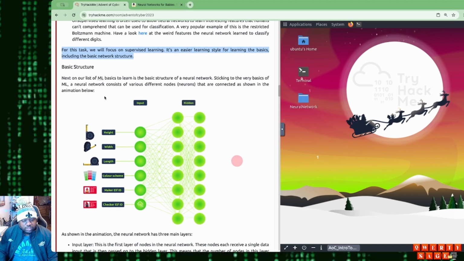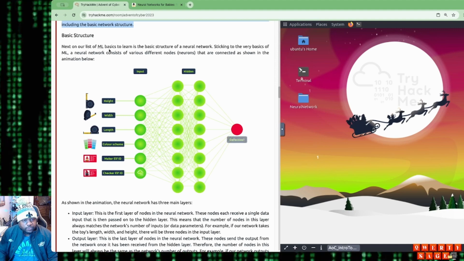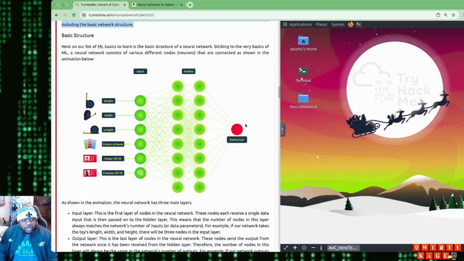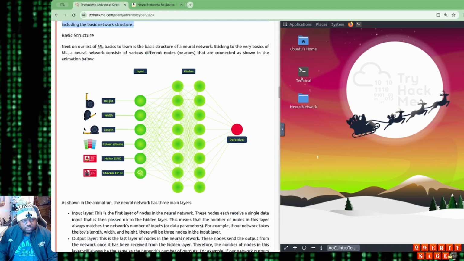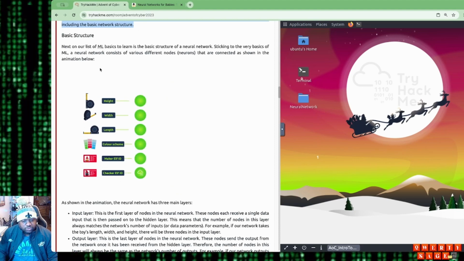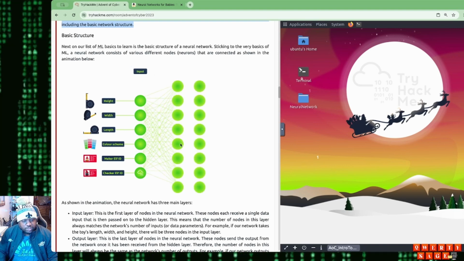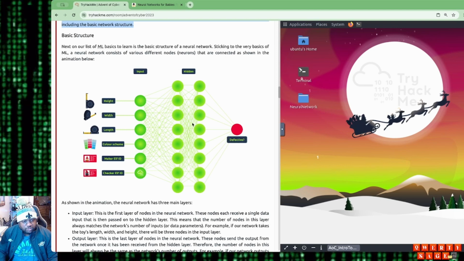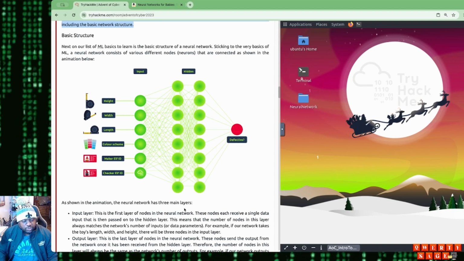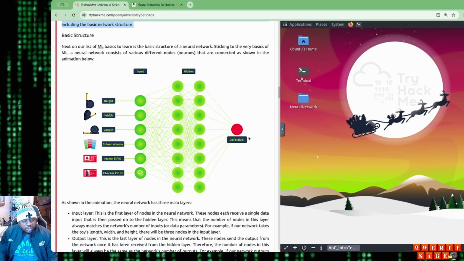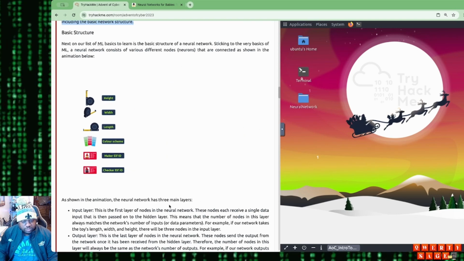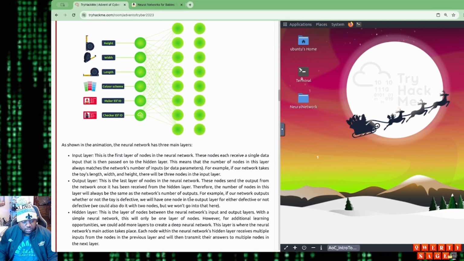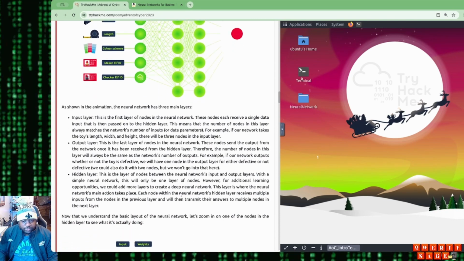So I guess we're getting into the structure now. A neural network consists of neurons and they're connected like the animation shows. So you have these metrics here and they're going into the input. And the input is feeding a layer, which is feeding the other layer, which both these layers are hidden. And I guess this is the output. And that is exactly what's going on here.